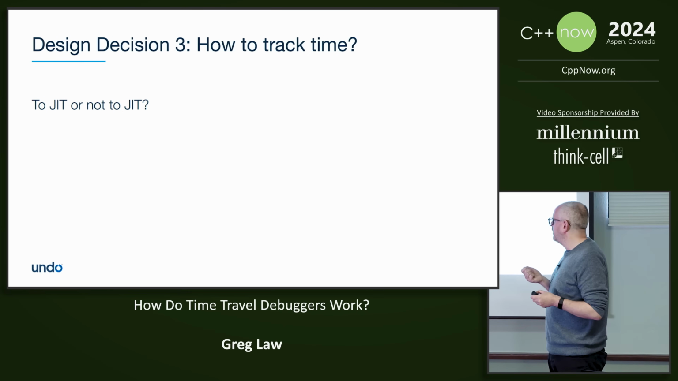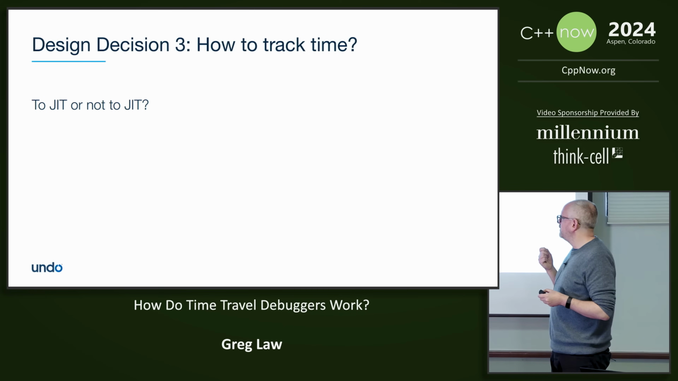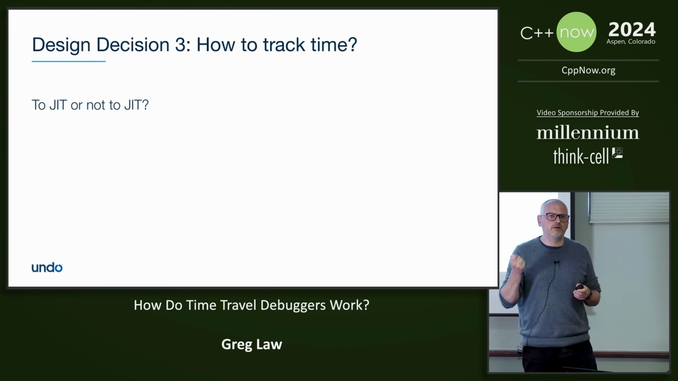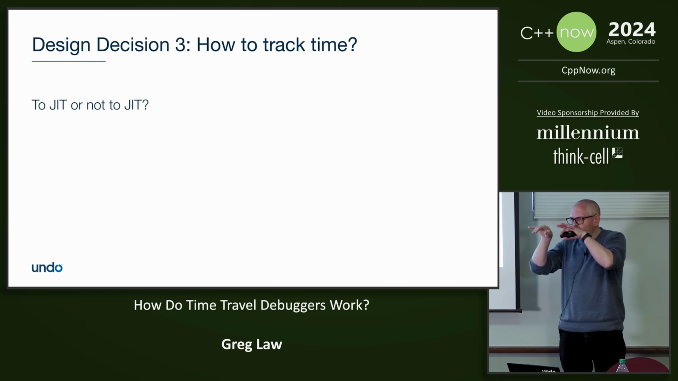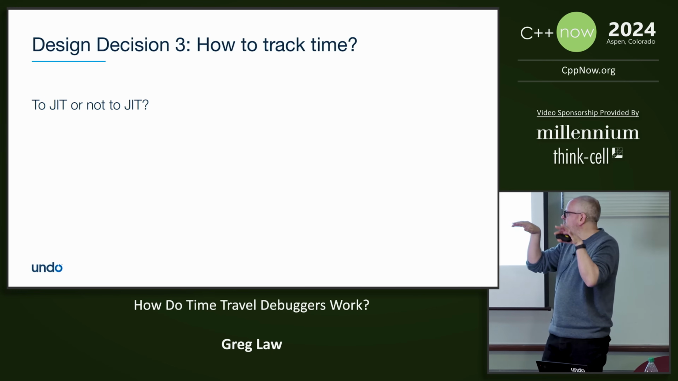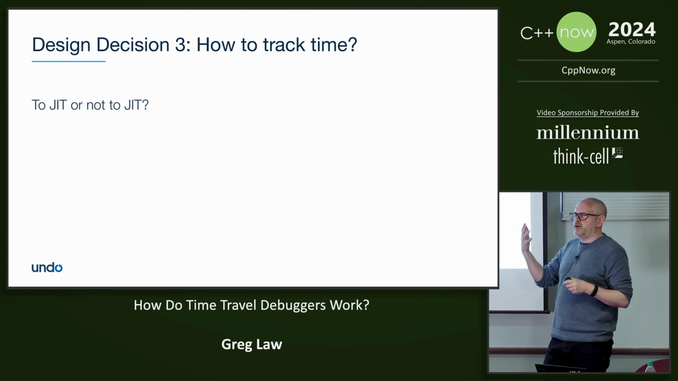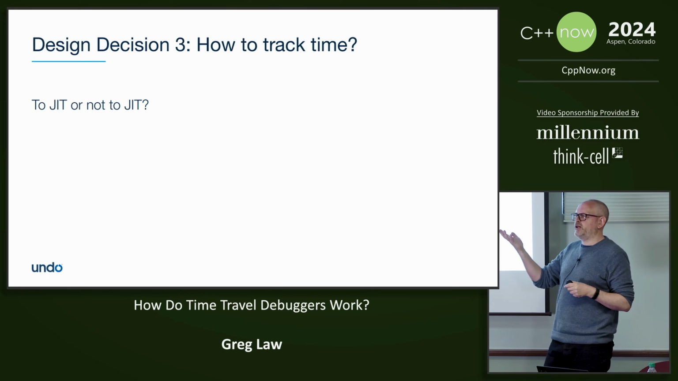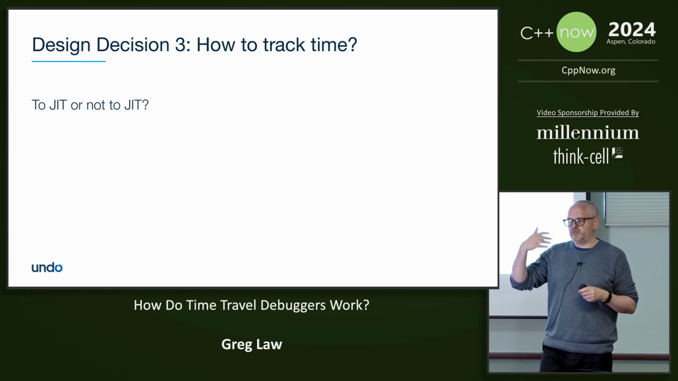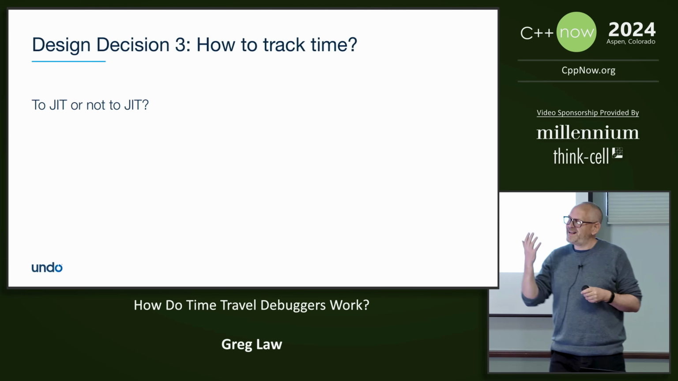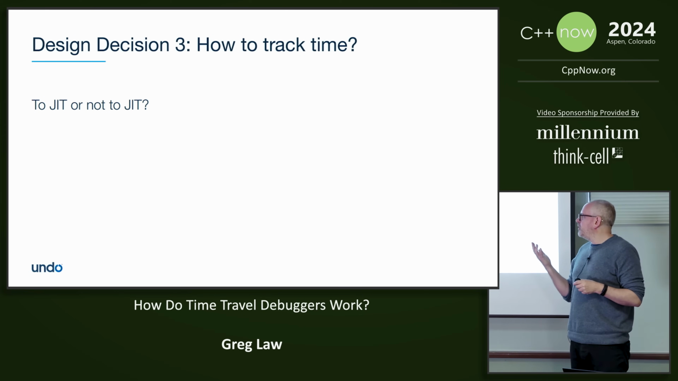There are 2 ways to do it. You can JIT the code, so do a just-in-time binary retranslation of the code to put little counters in and track progress that way. Or you can use hardware counters. Modern CPUs come with these performance counters. They're kind of meant for performance, but they can work here mostly.